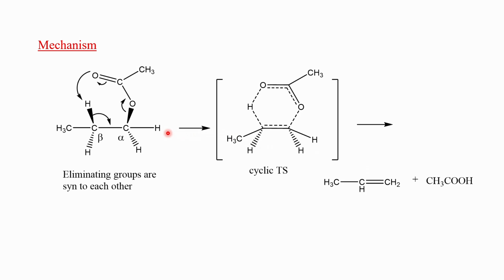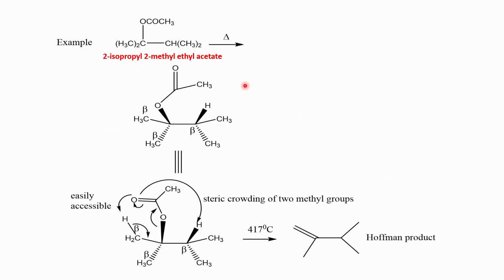That is, pyrolytic syn elimination reaction proceeds via a concerted mechanism, or in a single step, with the formation of a cyclic transition state. One of the important features of pyrolytic syn elimination reaction is that it is regioselective.